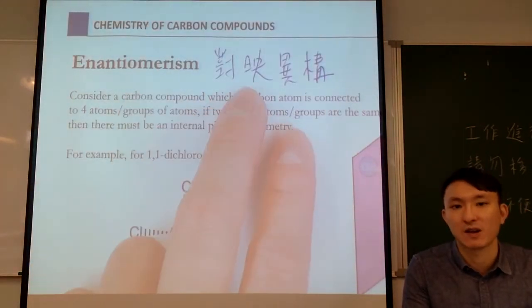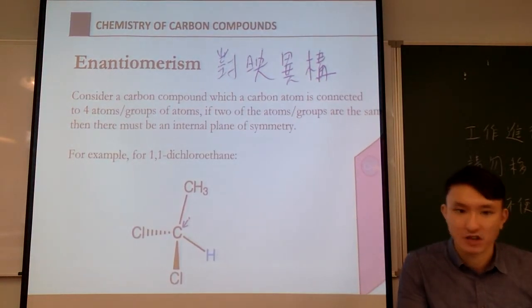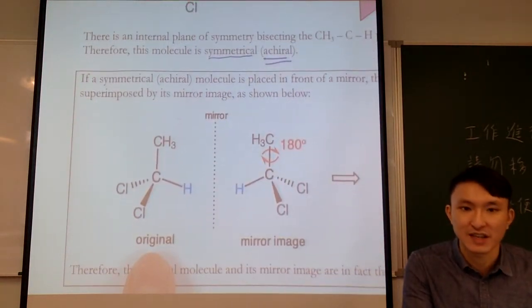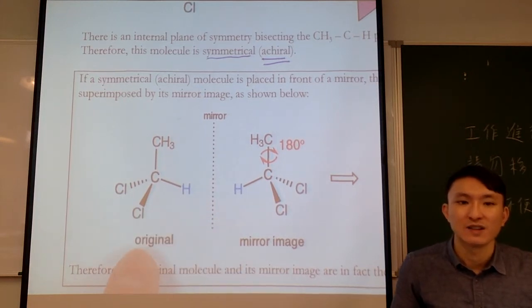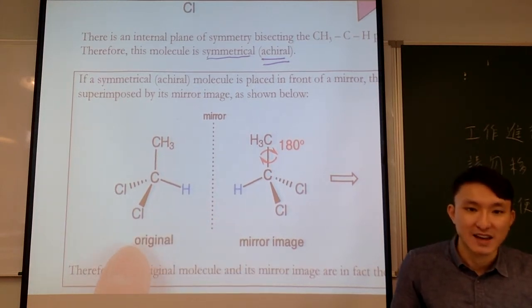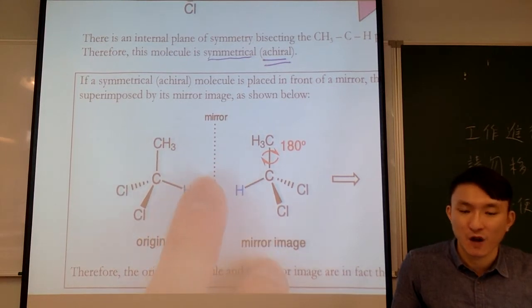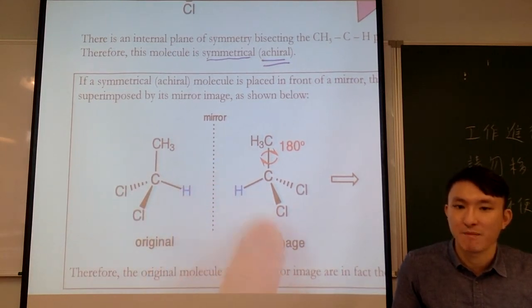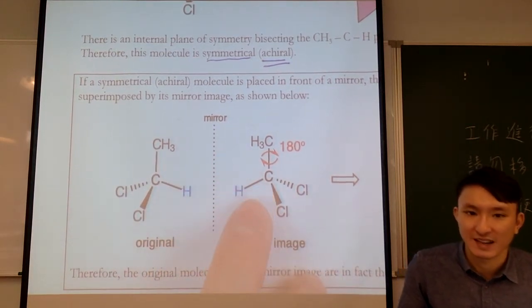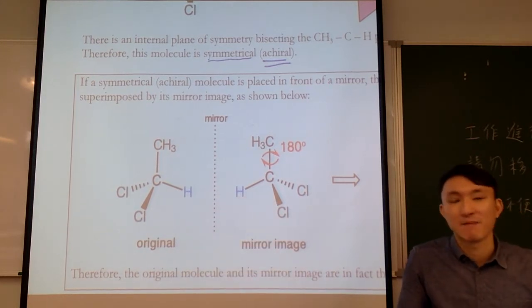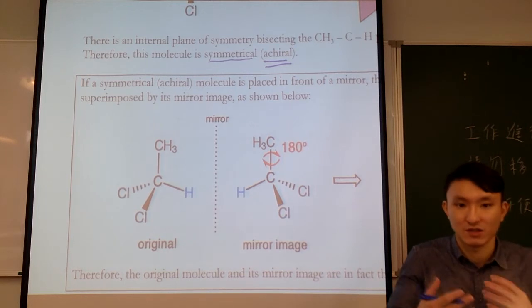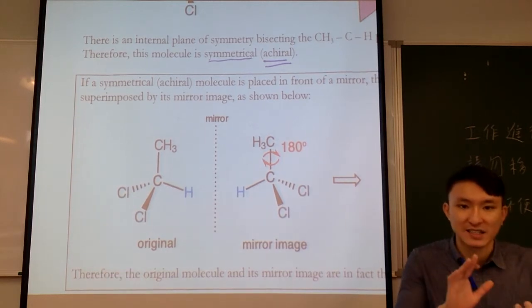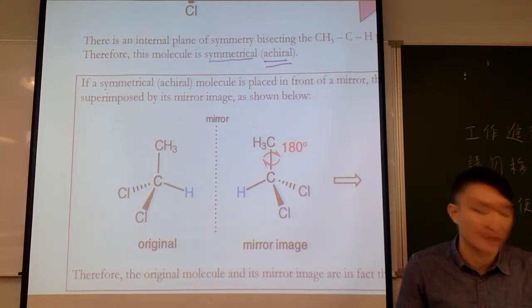Like I said, the whole enantiomerism is talking about mirror and the mirror image. So what we're trying to do is put a mirror in front of this molecule. Then from the mirror, it should give you a mirror image, which will be like this. Now you notice a mirror image is not exactly the same as the real object. Actually, it's kind of inverted.